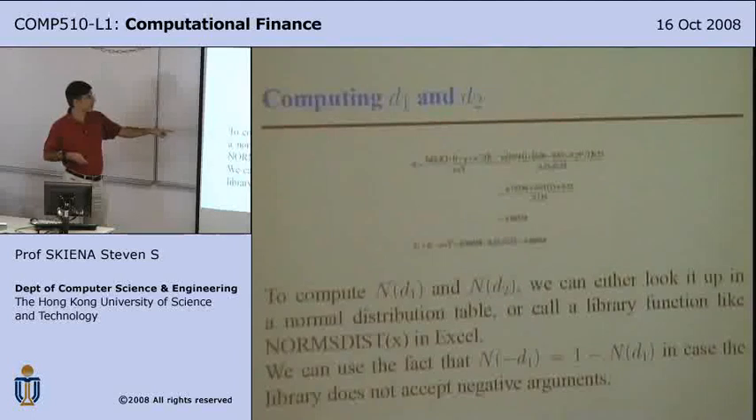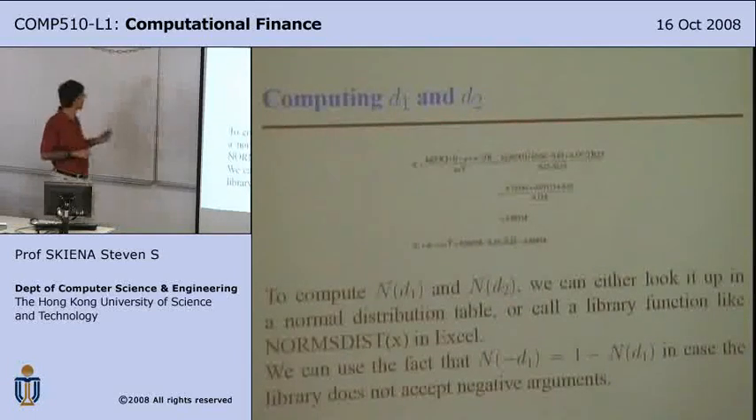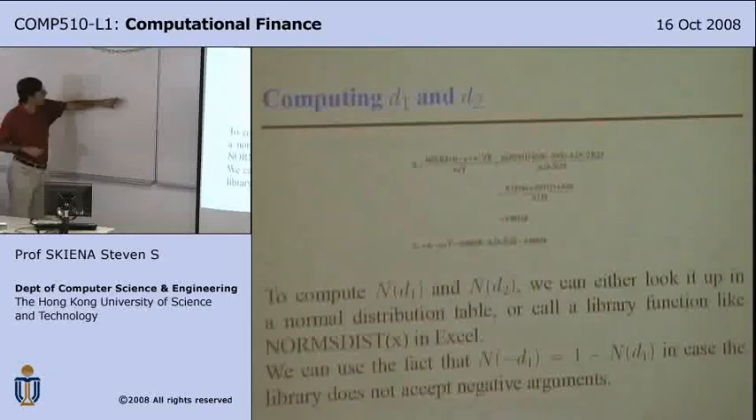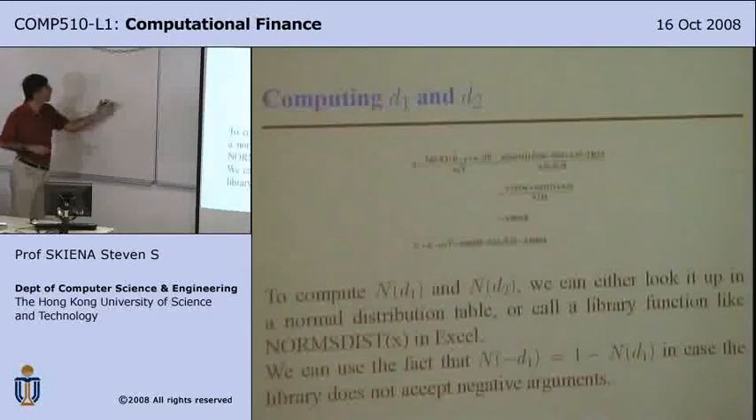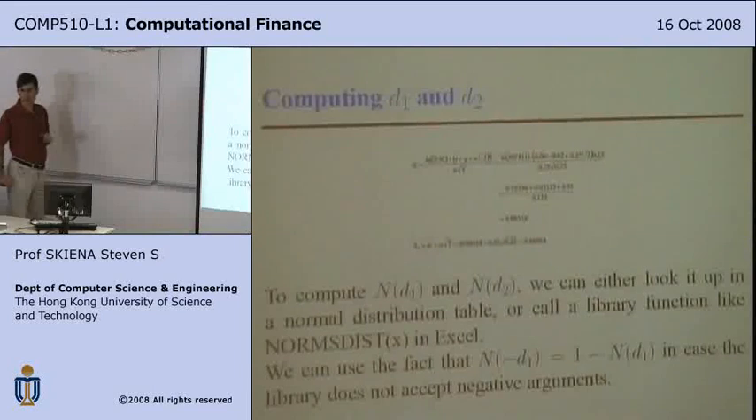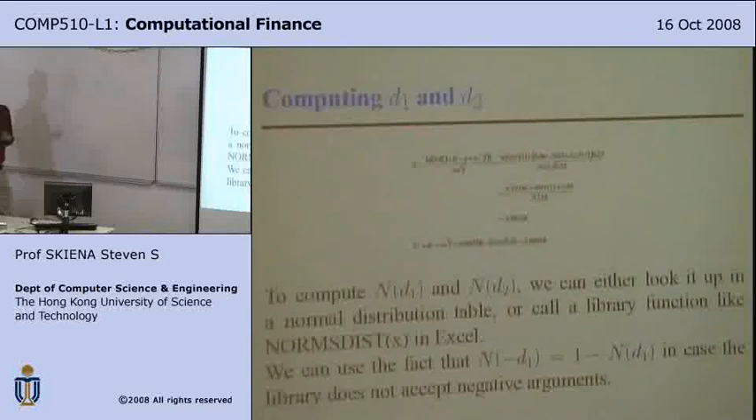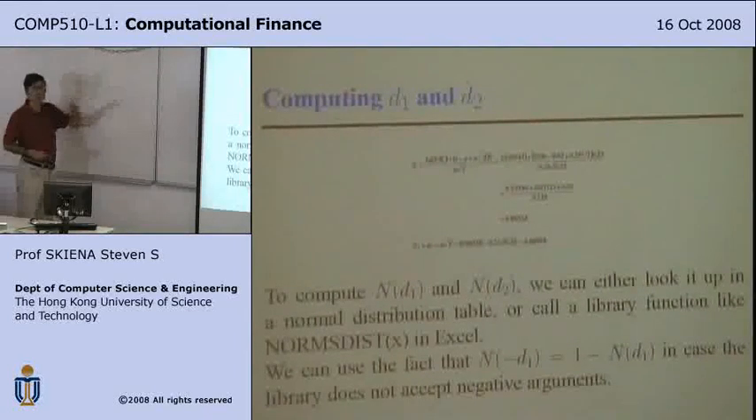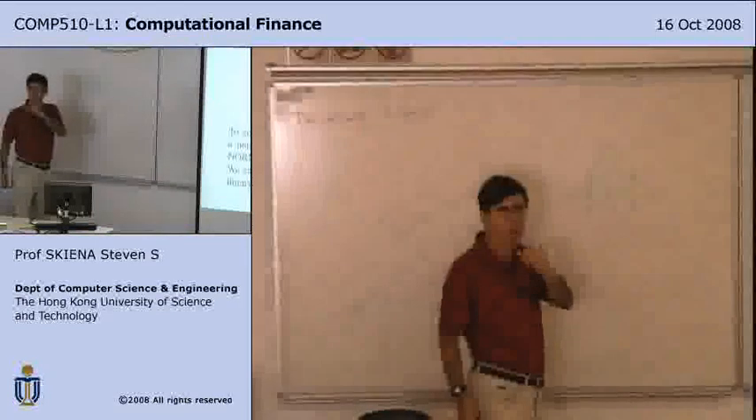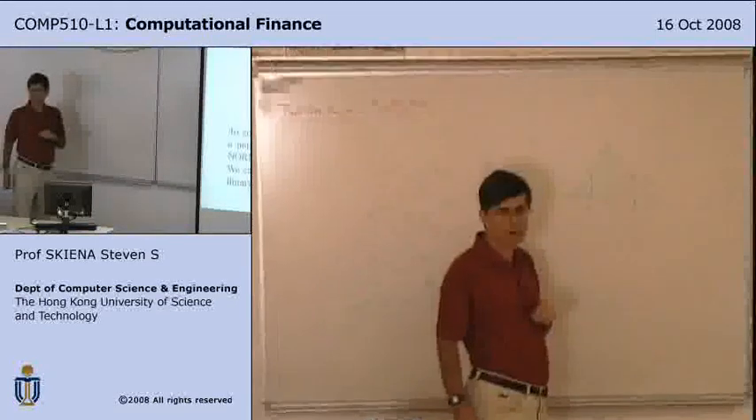If your library function doesn't like negative numbers, note that if you only have a cumulative normal function that works on positive numbers, take a look at what the value is for minus D. This is a cumulative probability distribution, okay? That means the area under this distribution has to have a total value of 1. Right?